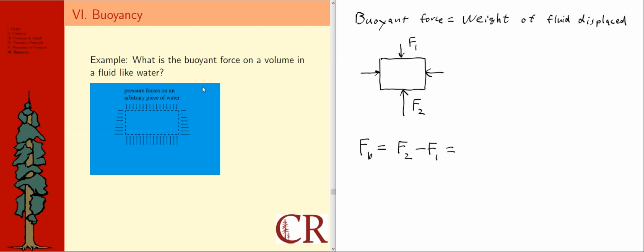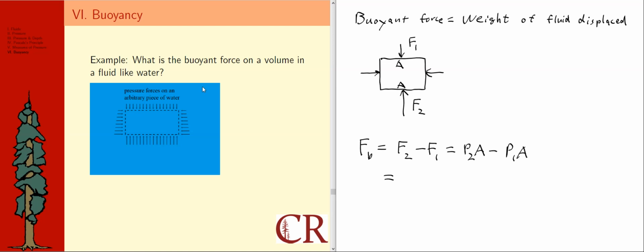But the force F2 corresponds to whatever pressure is at the bottom. So I'll call that P2 times the area on the bottom of this arbitrary piece of water, minus the pressure on the top times the area on top. The area I'm describing is really the area of the top and the bottom respectively, which, if this is a good box shape, should be the same.